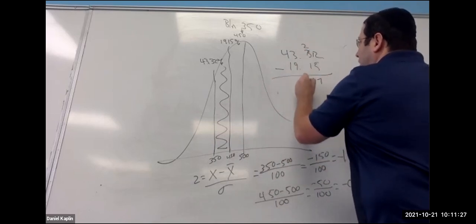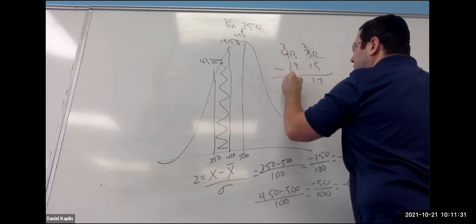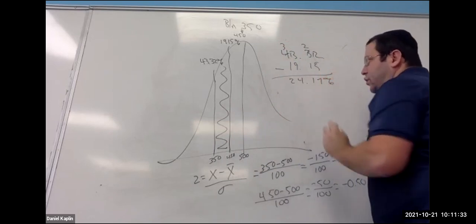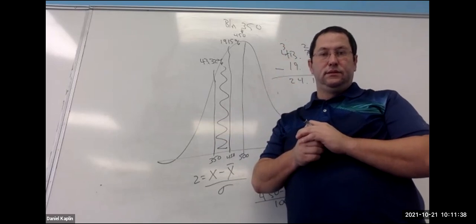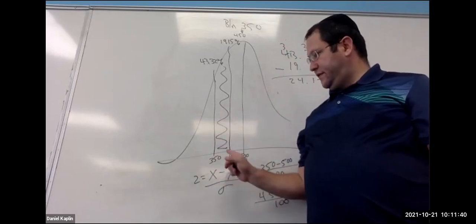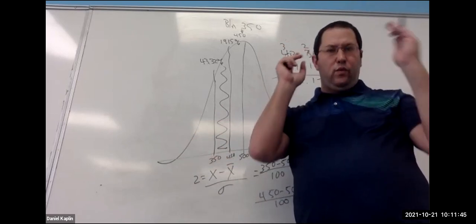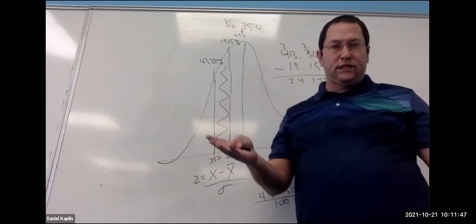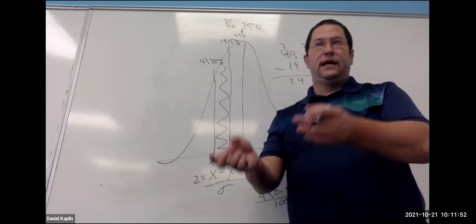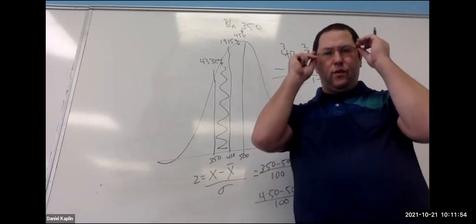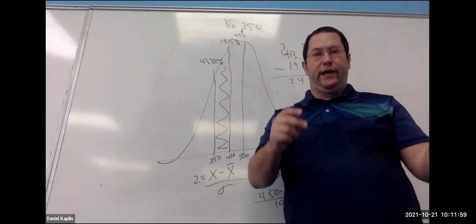We get 7, 1, 4, a total of 24.17% of the cases occur between 350 and 450. That's it, right? So now we answered question 2. So I showed you when you would add. I showed you when you would subtract when you're comparing between 2 points.